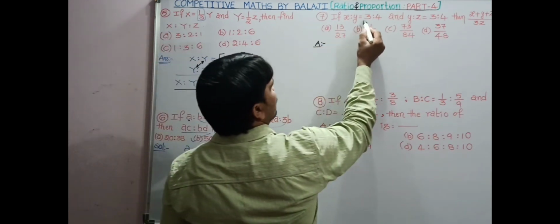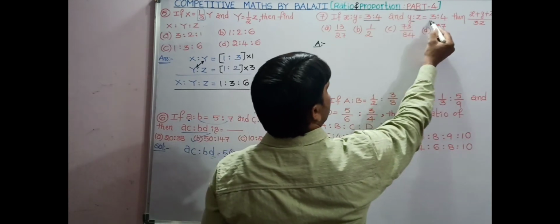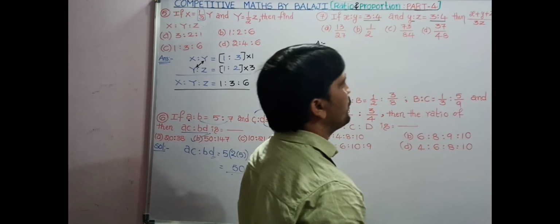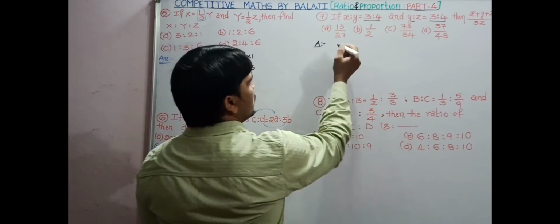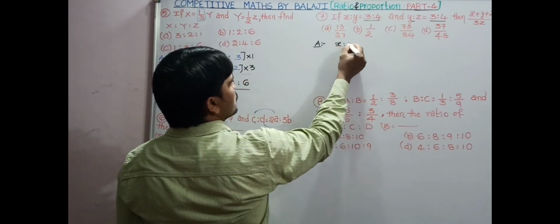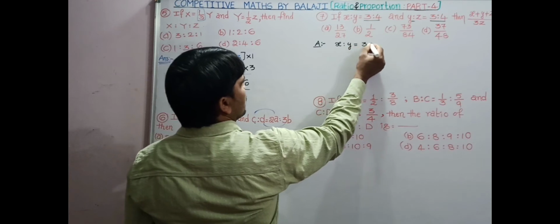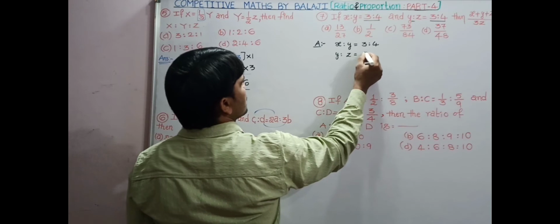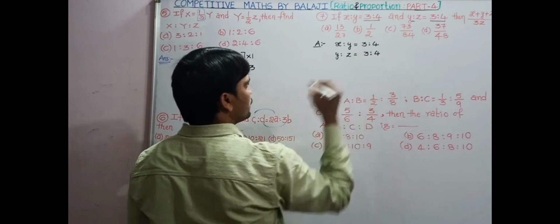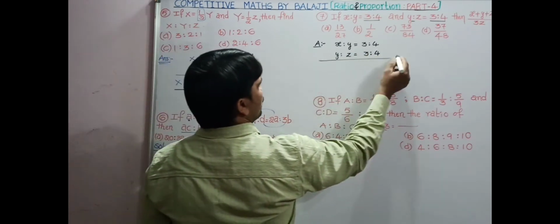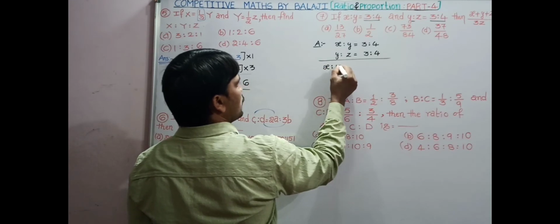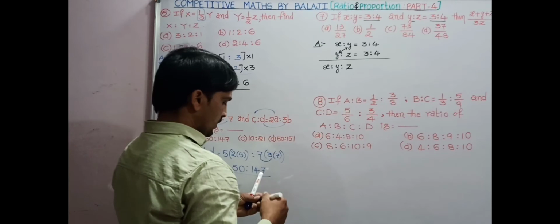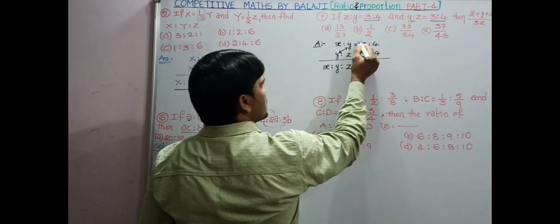Next, seventh question. If x is to y equals 3:4 and y is to z equals 3:4, both are equal ratios, then find the value of x plus y plus z by 3z. That is, x is to y equals 3:4 and y is to z is also 3:4. Then we have to find x is to y is to z, where y is our connecting term. We have to equate this connecting term.